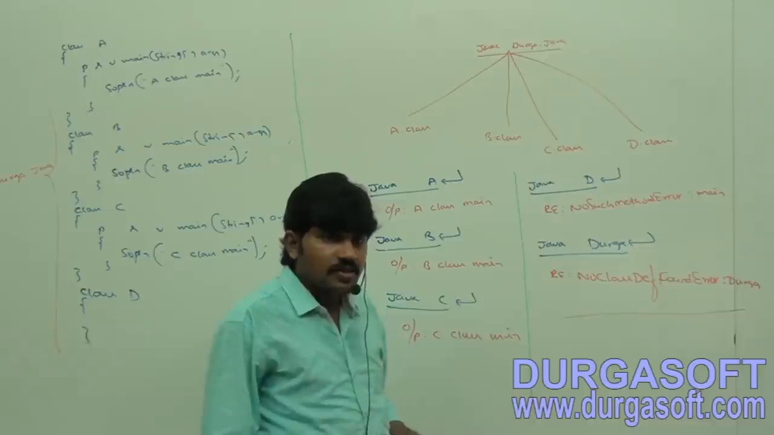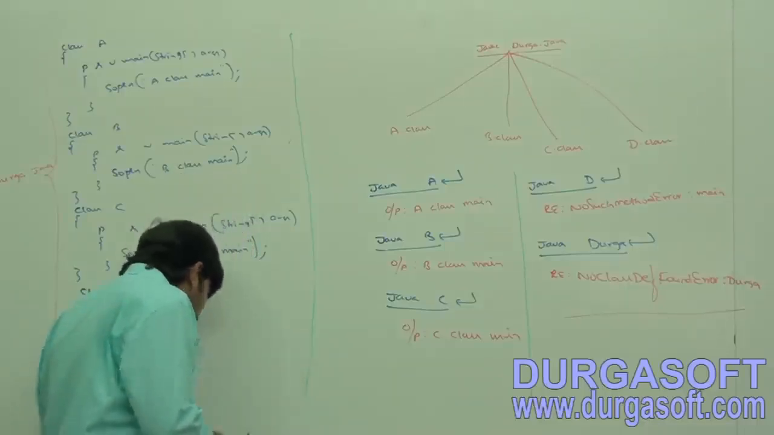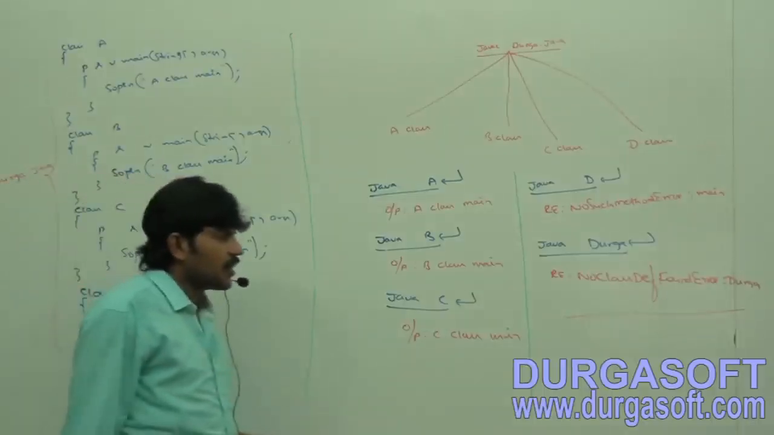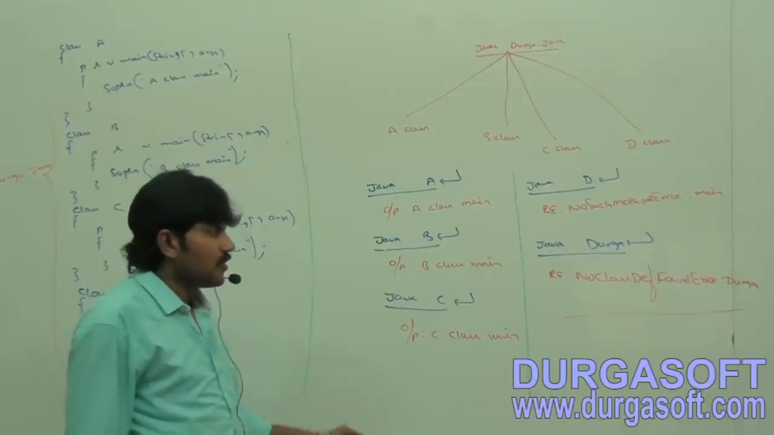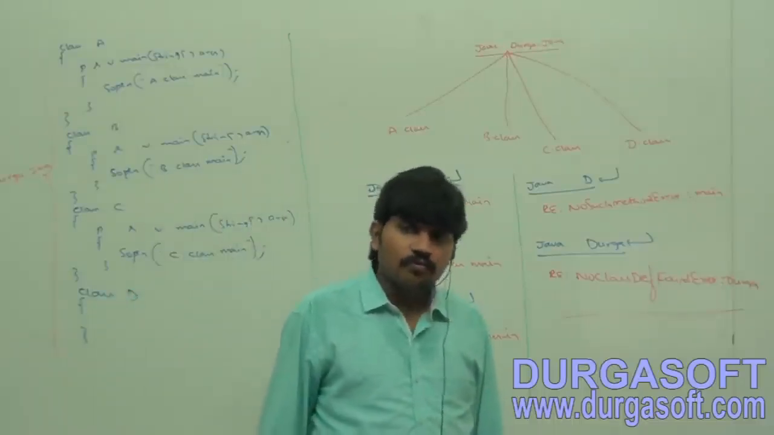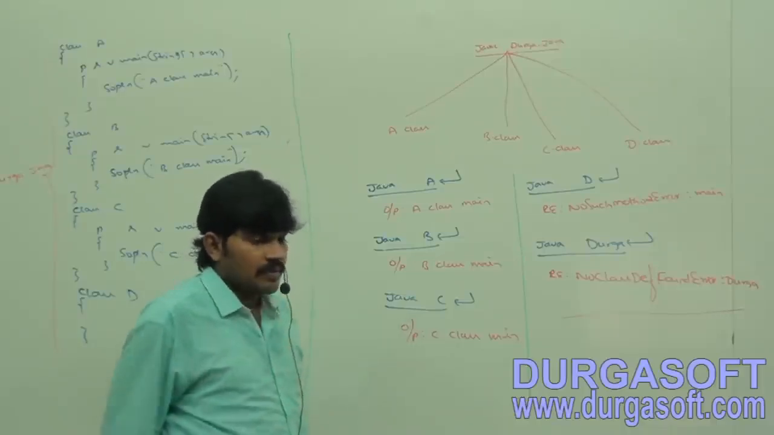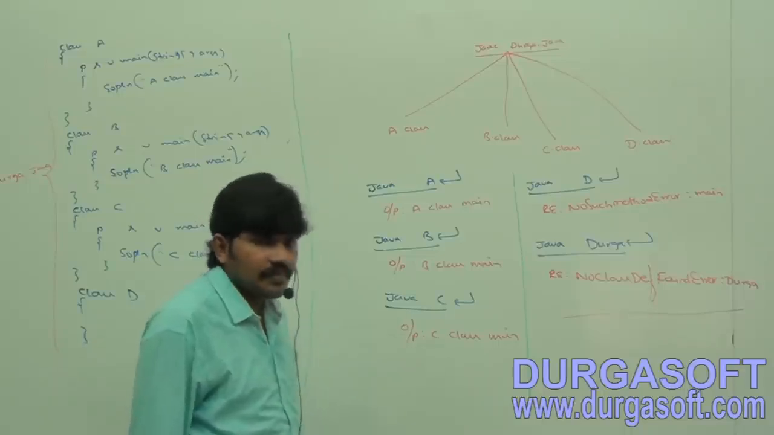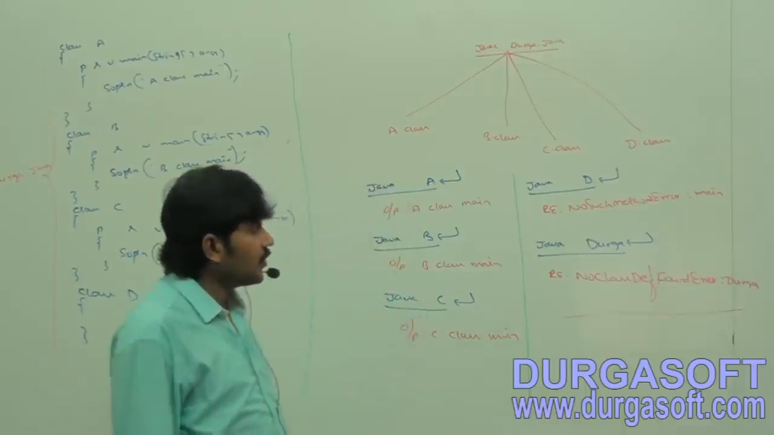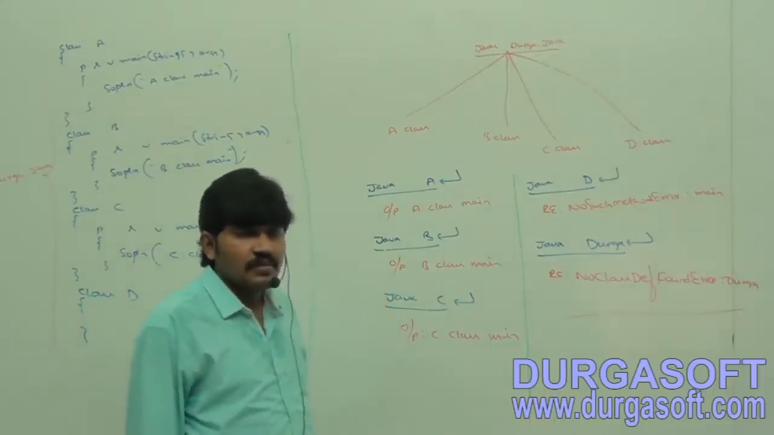Next point, if the corresponding dot class file is not available, then we will get a runtime exception saying no class def found error. That's all. Are you able to understand, right?